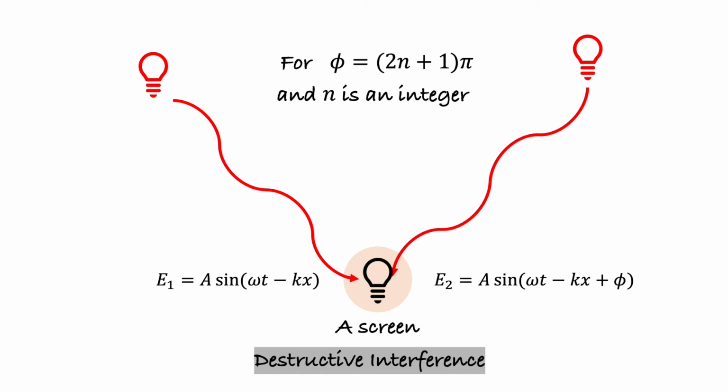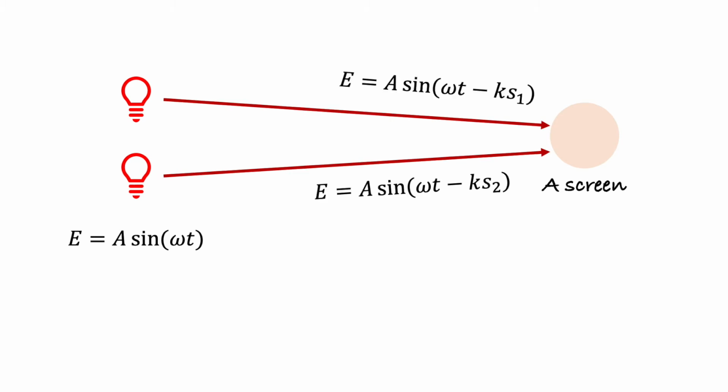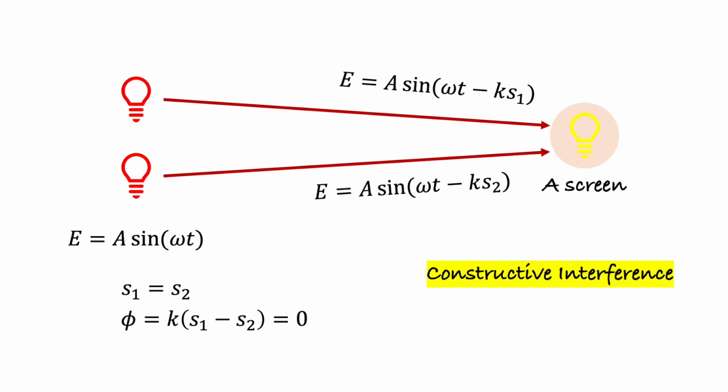Let's consider another case. We still have two light sources. These sources generate the same electric field. We place a screen away from these sources. The distances from the screen to any of these sources are the same. The screen receives lights from these sources. The top equation gives the electric field at the screen from the upper source. The bottom equation gives the electric field at the screen from the lower source. Since the distances from the screen to the sources are the same, S1 and S2 are the same, and the phase difference is zero. On the screen, there is constructive interference.